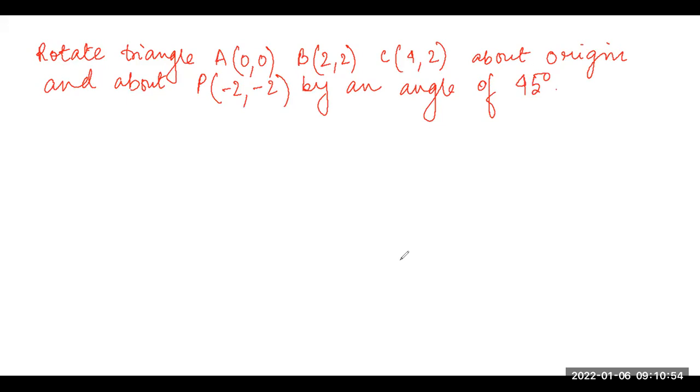Okay. So this is the sum which is given to you. It is said that rotate a triangle. The triangle ABC coordinates is given to you. The first rotation should be about the origin and second part is rotate this triangle about the point P whose coordinates is provided to you. First rotation should also be by an angle 45 degree but with respect to origin. Second rotation is about the point P by an angle 45 degree.